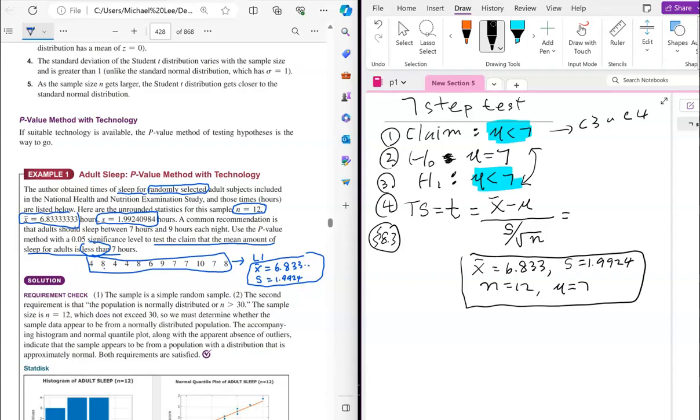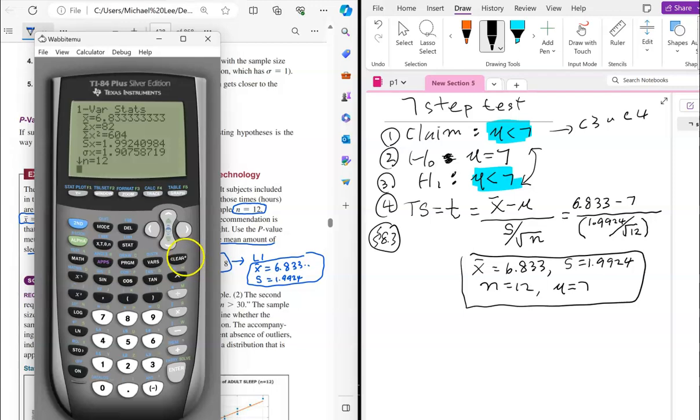Okay. You put this in the calculator. So x bar is 6.833 minus 7, and then s is 1.9924 divided by square root of 12. So if you put that in the calculator, I'll just put that in the calculator here.